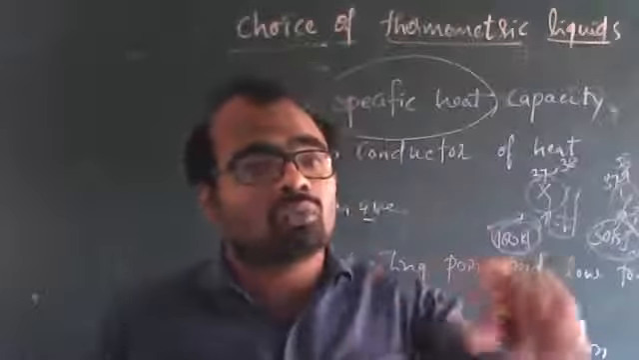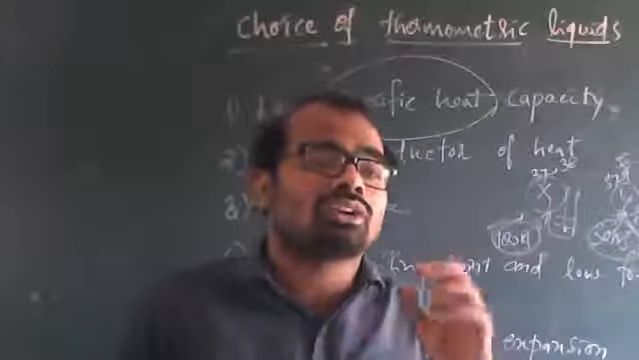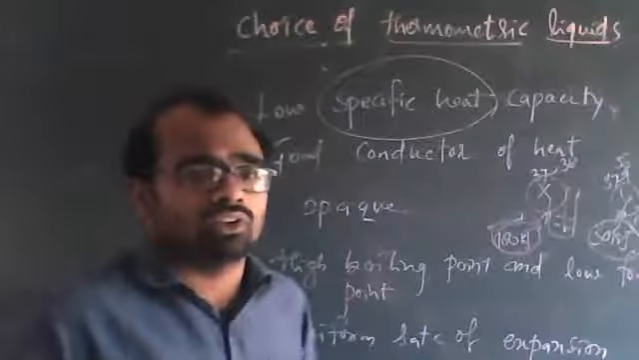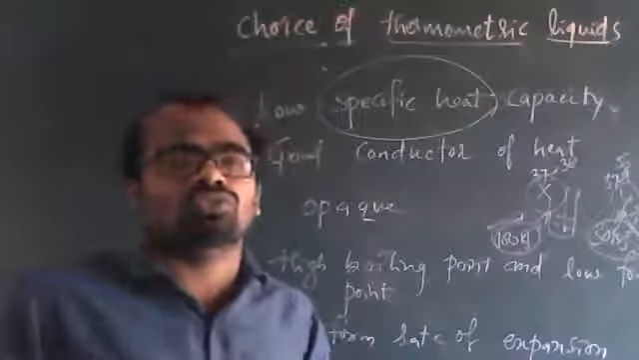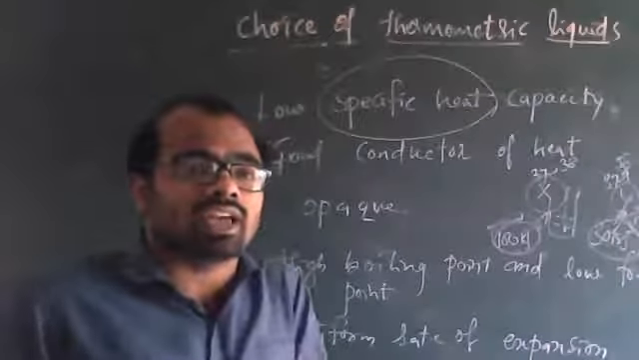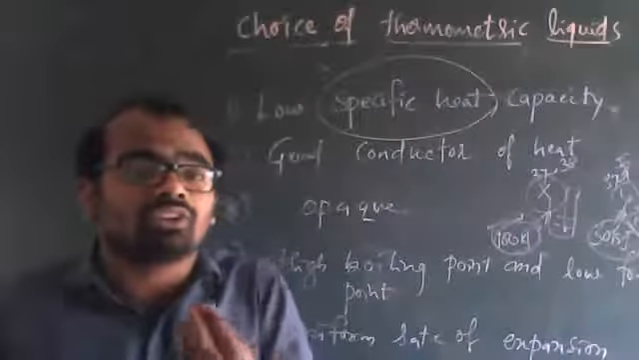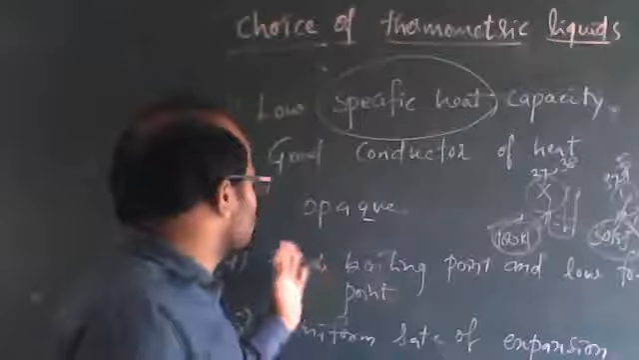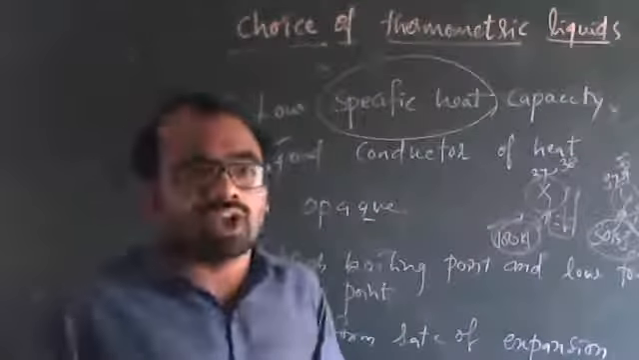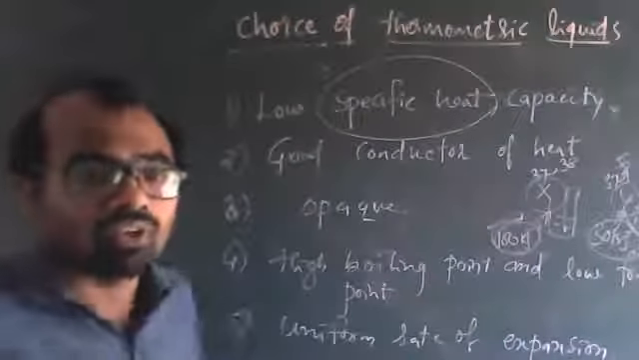Transparent is the one which allows the light to pass through them. Opaque are the ones which do not allow the light to pass through them. I hope you understood. This should be opaque. This should not allow the light to pass through them. If it is so, what happens? Heat energy is having some kind of light also. Sometimes light gives a little bit of heat energy. Okay, that should get passed if it is transparent. So that is why it should be opaque. And we can see that mercury is an opaque one.